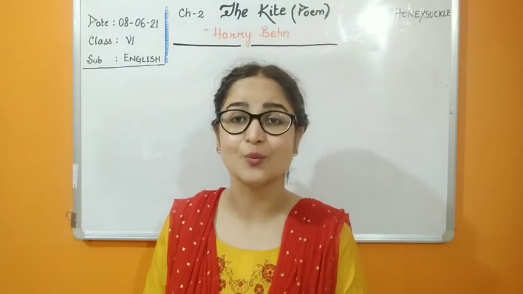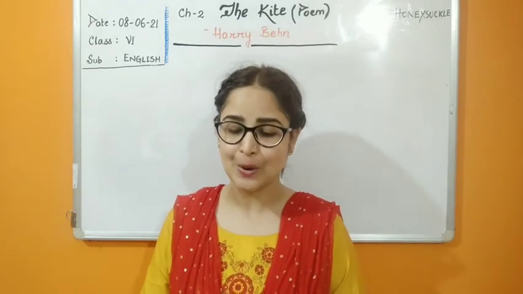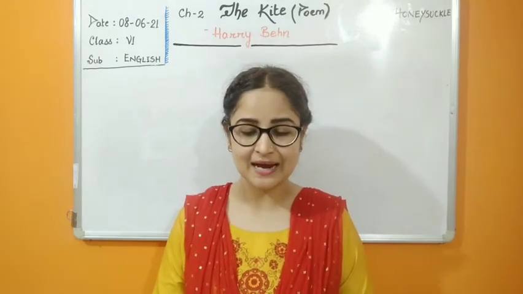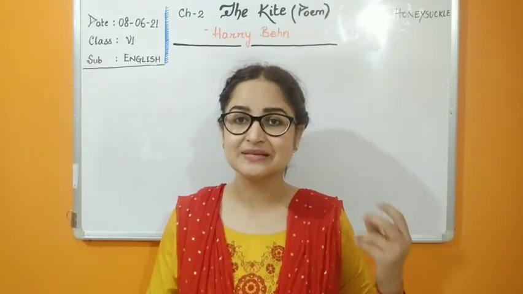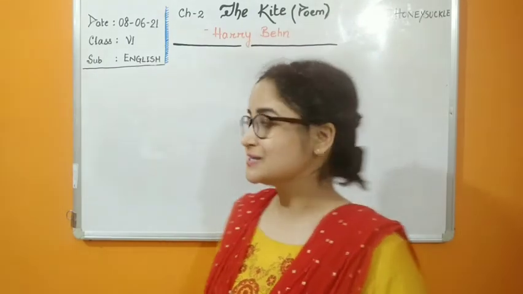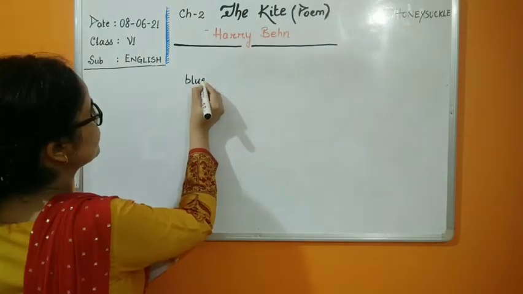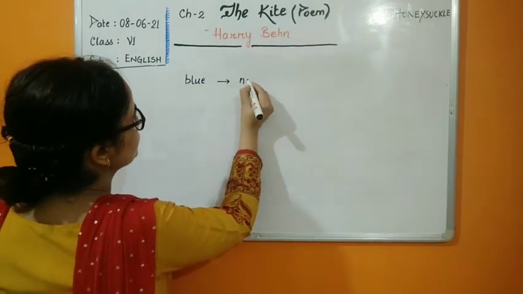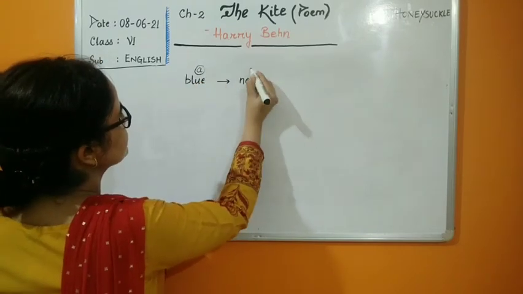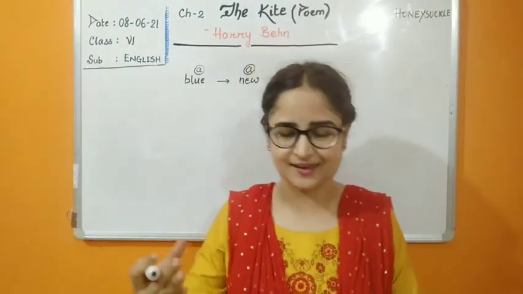So let's find what is the rhyming pattern in this poetry. How bright on the blue is a kite when it's new. Now do you see the last words? Blue and new. They rhyme, right? Blue rhymes with new. So let's say this is A and this is A because they are rhyming. So let's call it A and A.